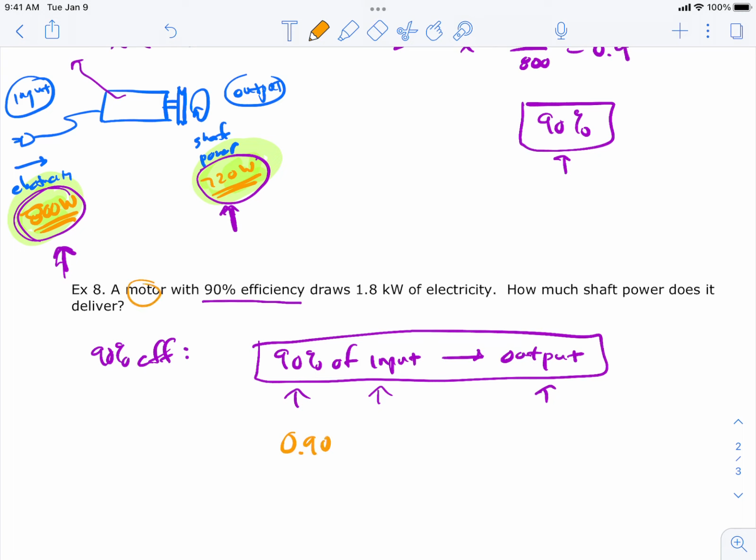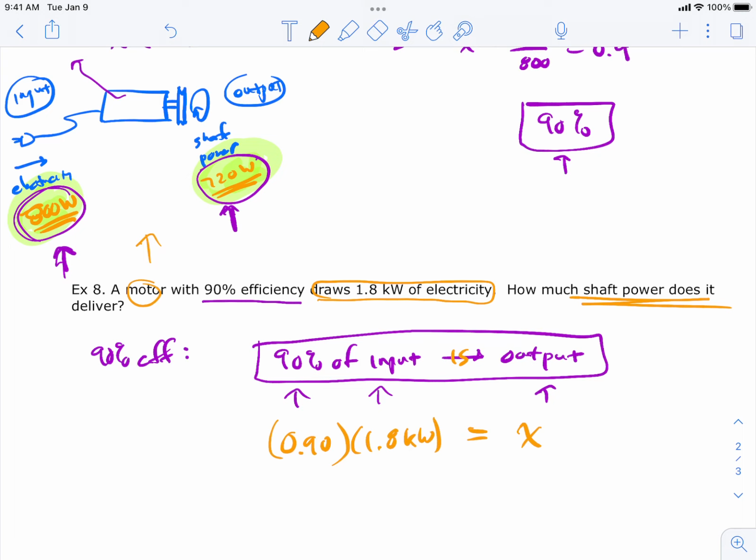Okay, well this is a motor again, so it's the same diagram as up here. It's sucking in, that's going in, 1.8 kilowatts of electricity, so I multiply this by the 1.8 kilowatts of electricity, is, I guess, the output. How much shaft power does it deliver? That's the output, that's the X. So 0.9 times 1.8.